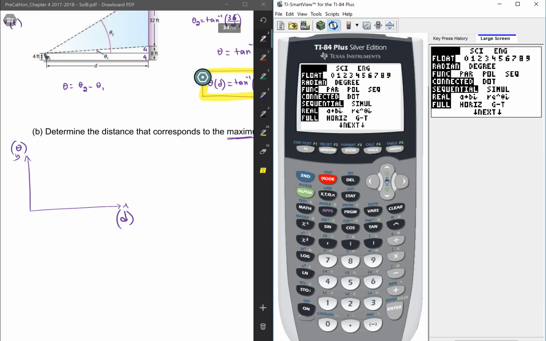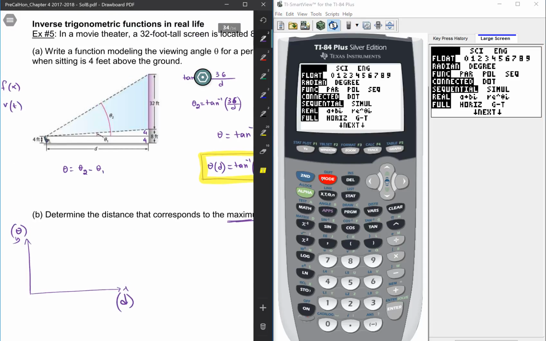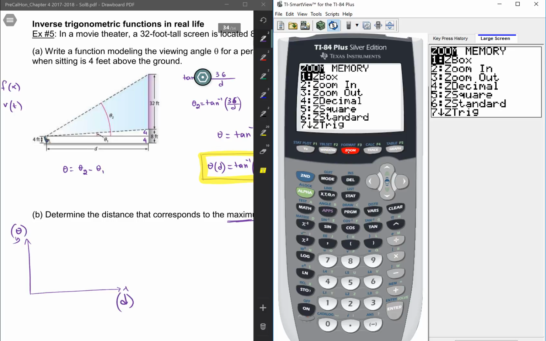Now, we're graphing a trig function, and in this particular problem, when we're talking about the physical angle, we don't want to be talking in radians. We want to be in degrees. So let's go to degrees. Before I graph, I want to choose the trig zoom. Under zoom, this is the 7th option, so I just say zoom 7.